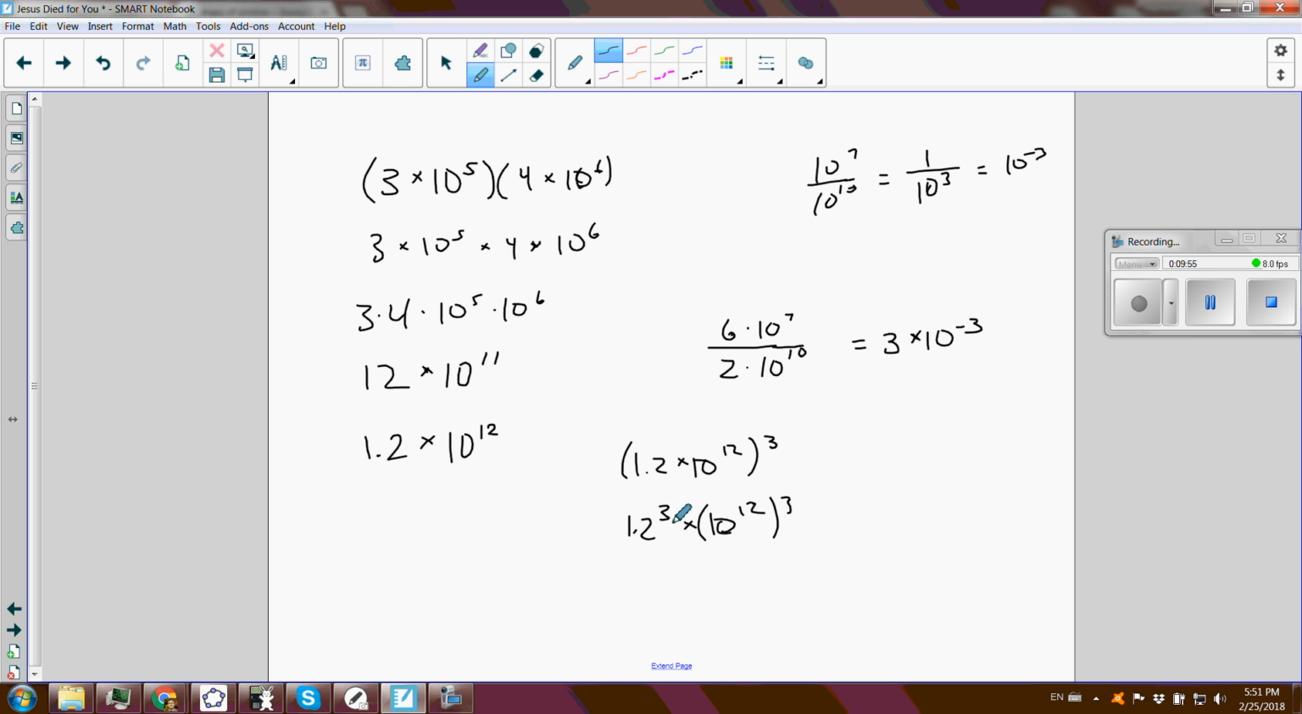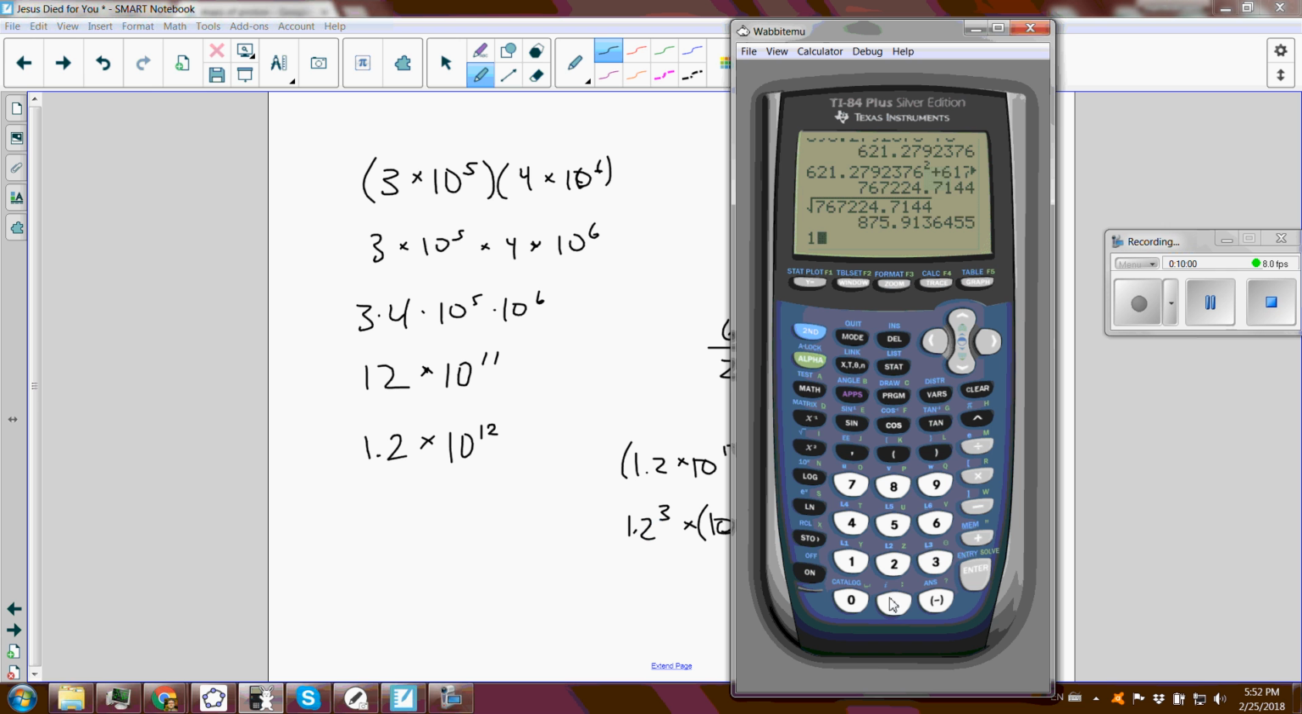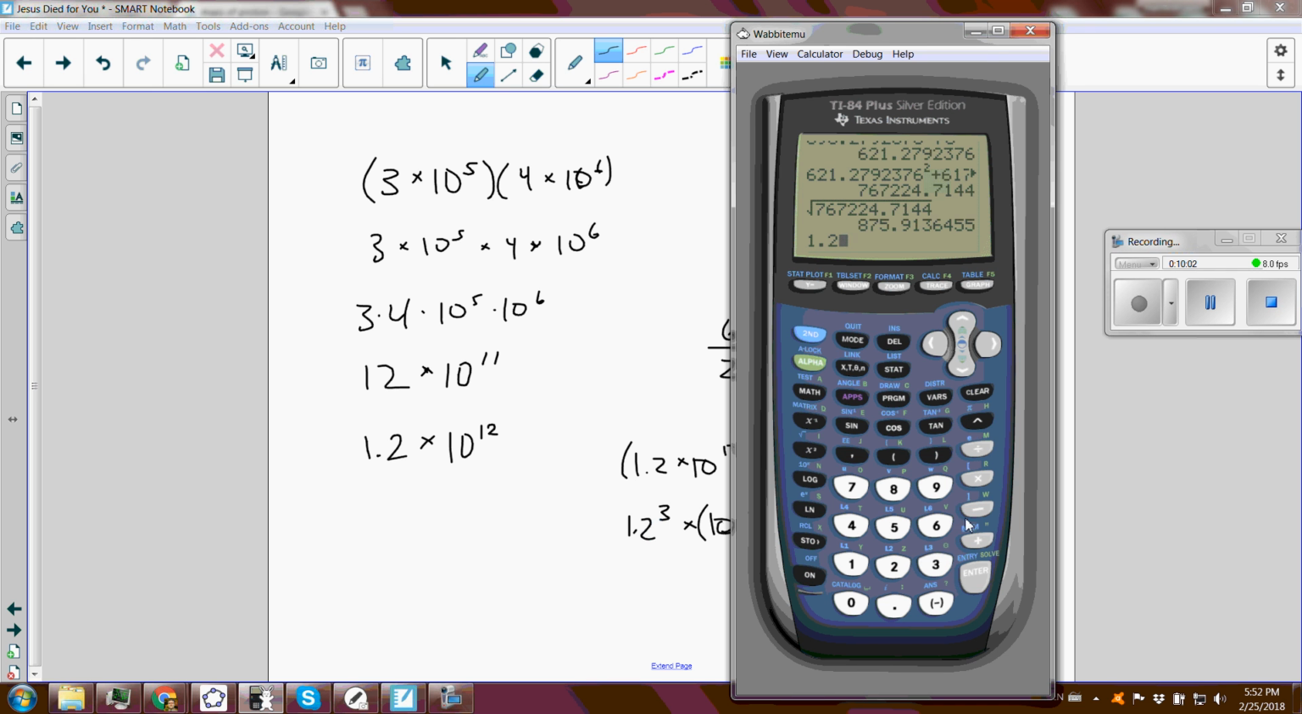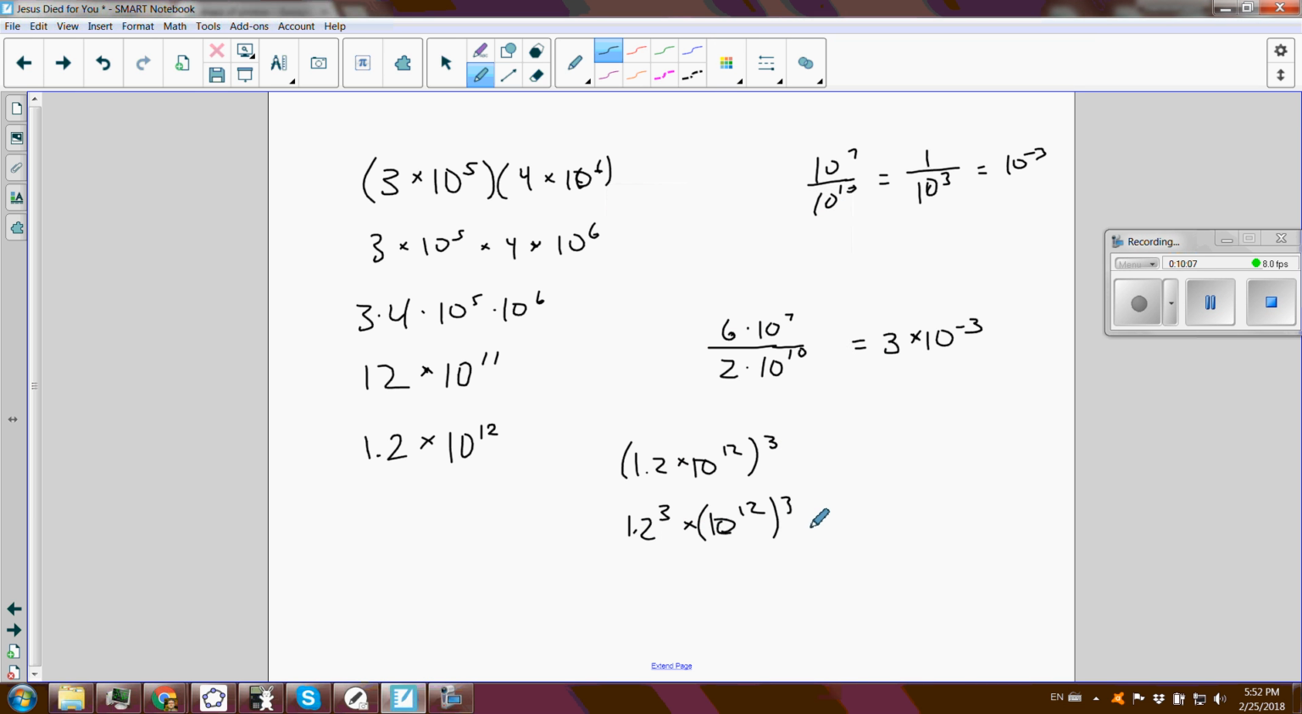A calculator would be the quickest way to find 1.2 cubed. Let me just grab a calculator real quick. 1.2 cubed is 1.728. So 1.728 times 10 to the 12th power cubed, that's 10 to the 12th times 10 to the 12th times 10 to the 12th. How many times is 10 multiplied by itself altogether? 36 times. That's how scientific notation works.